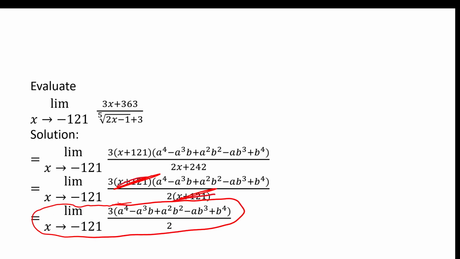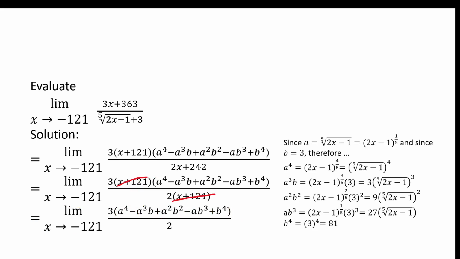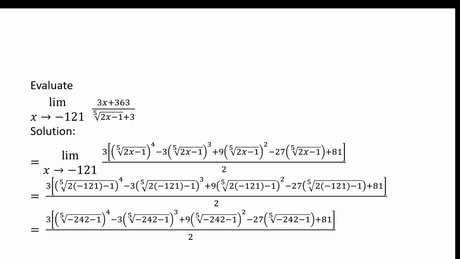We've really gotten to a good place, but now we have to evaluate every one of these terms. And it's not as hard as you might think. But we have to evaluate a to the 4 and a cubed b and a squared b squared and ab cubed and b to the 4. So let's do that. It's not too tough. We remember that a is the same as the fifth root of 2x minus 1, so it's the same as 2x minus 1 to the 1/5, and b is 3. So really a to the 4 is just the fifth root of 2x minus 1, quantity to the 4, and a cubed b is just 3 times the fifth root of 2x minus 1, quantity cubed, etc. B to the 4 is just going to be 81. And so we can plug everything in here, just like that.